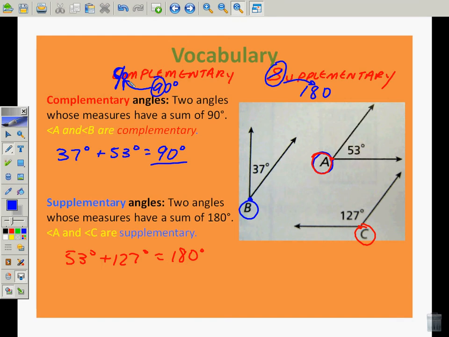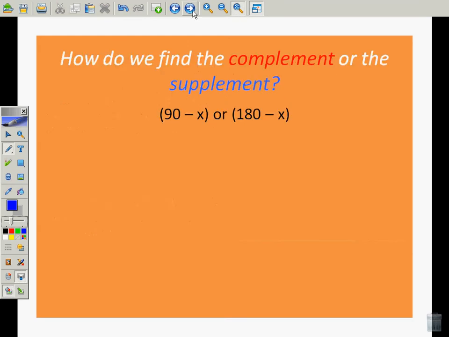Okay? To find the complement or the supplement. Suppose that the measure, remember this M means measure, of angle A was 10 degrees. The complement of A would be 90 minus 10 equal to 80.